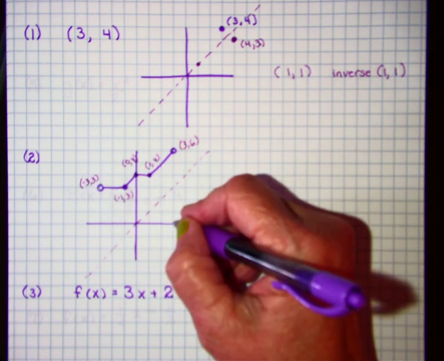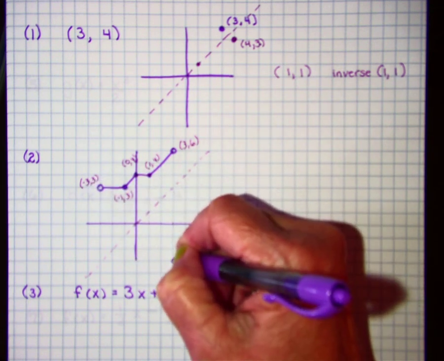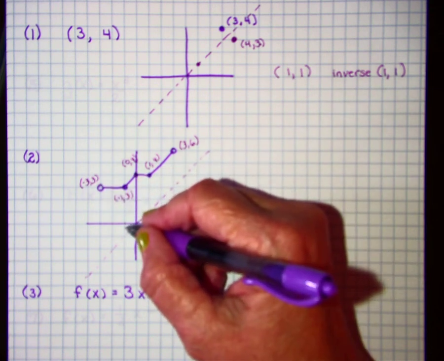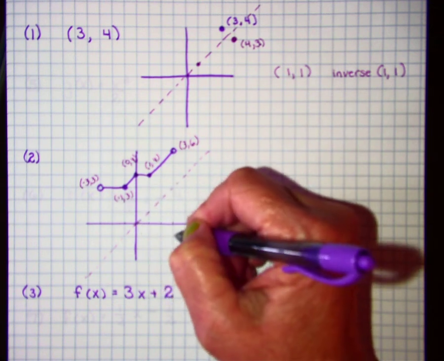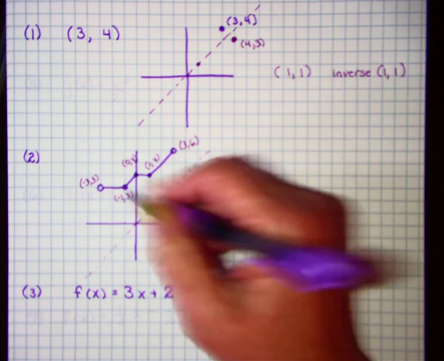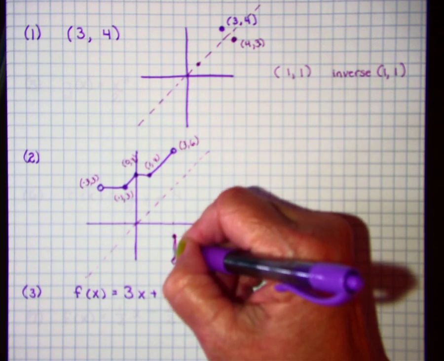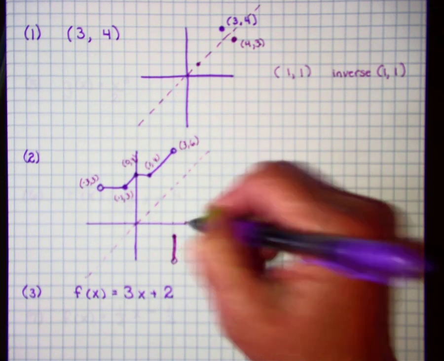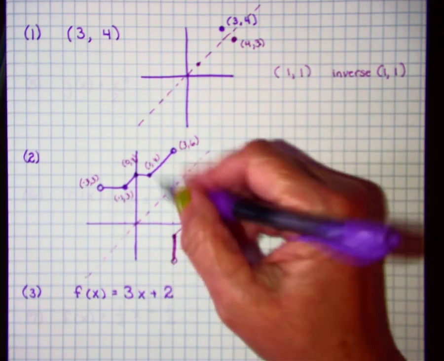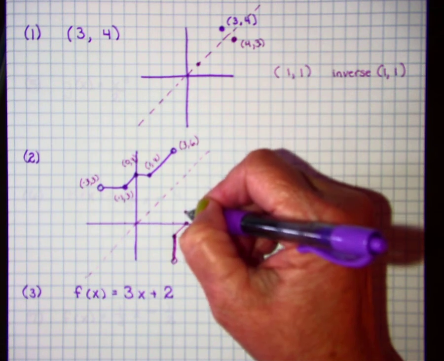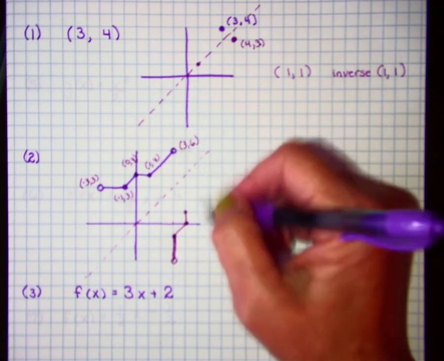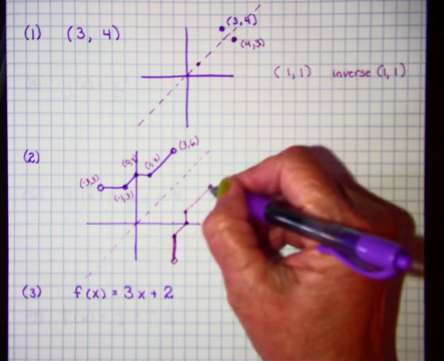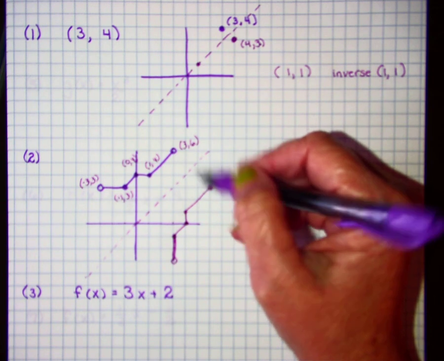So if I look at 3, negative 3, that will be my first point. Then I'll go to 3, negative 1. That's my second point. So I'll move up. Then I'll go to 4, 0. And then 4, 1. And finally 6, 3. And now I have a perfect inverse of the initial graph.